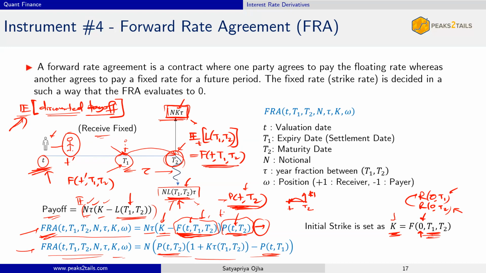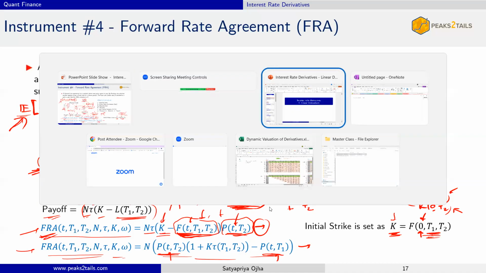Okay, here everything is kind of mixed up. In the second one, you just see two zero coupon bonds, the T2 bond and the T1 bond. And there you have it. Okay. Do you want to know how this is derived? The first one you understood, right? Expected discounted payoff. The second one is actually just two steps. If you want me to do it, I'll do it, or else we'll skip it.